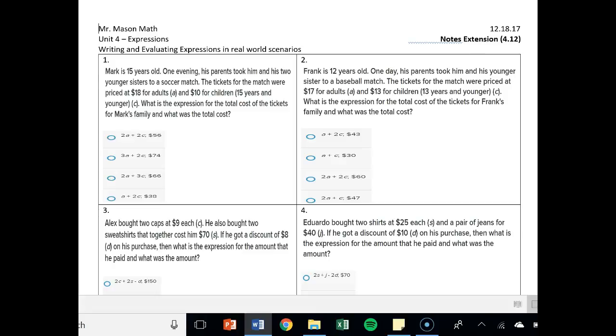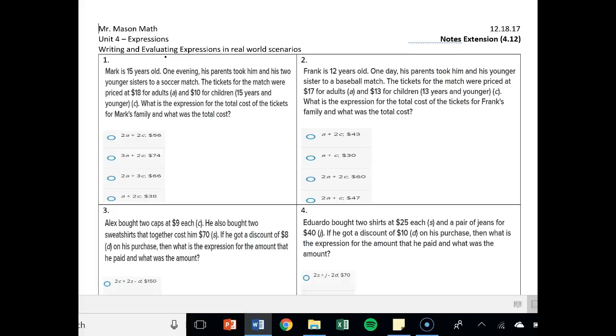And I already know we took our test on Unit 4, but this is kind of an extension beyond it, instead of us starting the new unit and then going on break and forgetting everything we learned. So today we're working on writing and evaluating expressions in real-world scenarios. All these problems are related to things that you might actually use expressions for in the real world to figure out prices, what's better buy, etc.